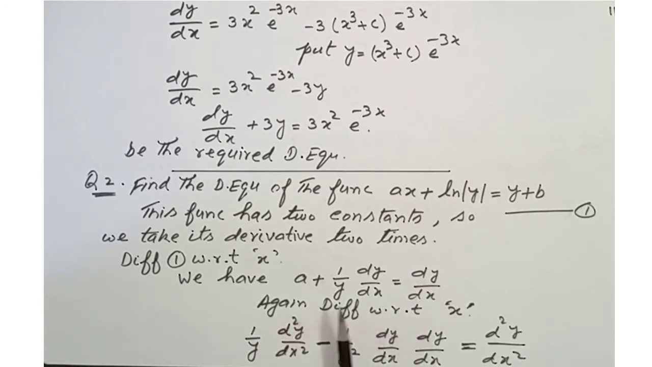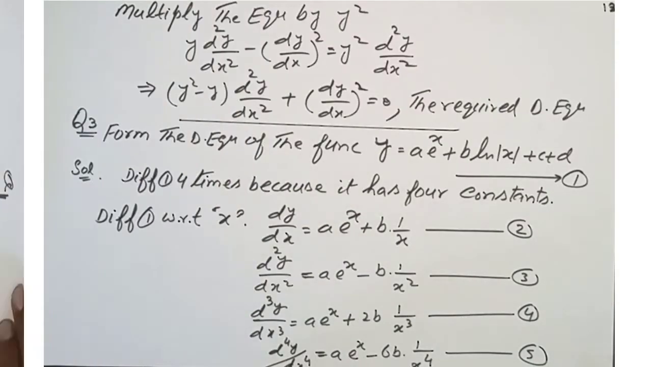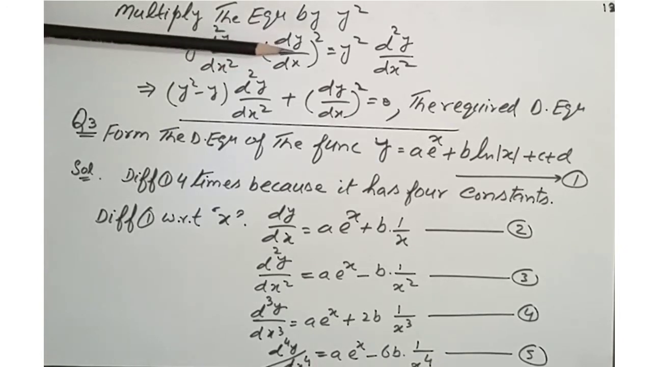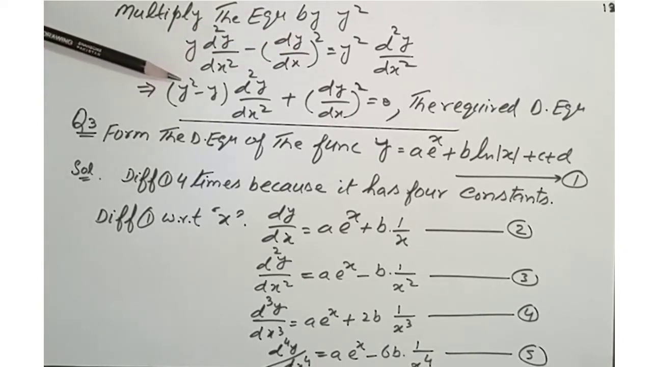So again we differentiate this term with respect to x by using the product rule. 1/y is the same, the derivative of dy/dx is d²y/dx², and this term is the same, and the derivative of 1/y is -1/y², and the derivative of dy/dx is d²y/dx². We multiply the equation by y² on both sides. This equation becomes y d²y/dx² - (dy/dx)² = y² (dy/dx)². After simplification, this becomes (y² - y) d²y/dx² + (dy/dx)² = 0, which is the required differential equation.